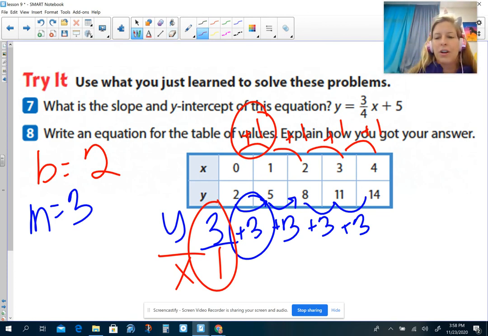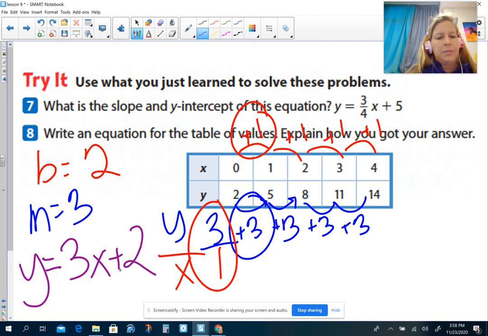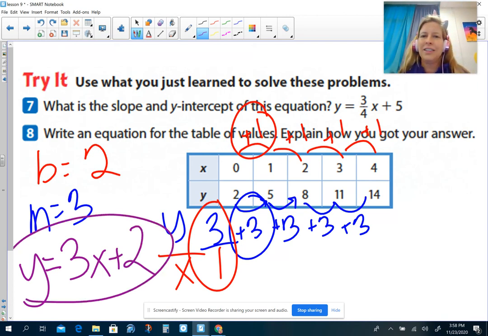All right, now let's write our equation. y equals mx plus b. So mx plus b.